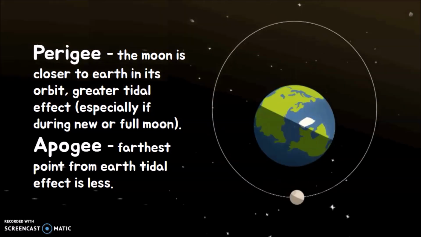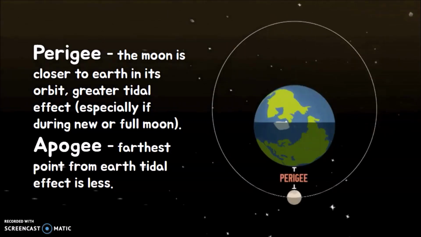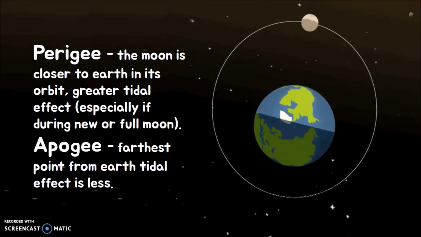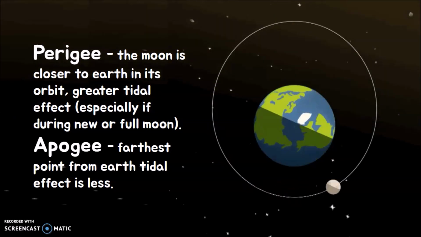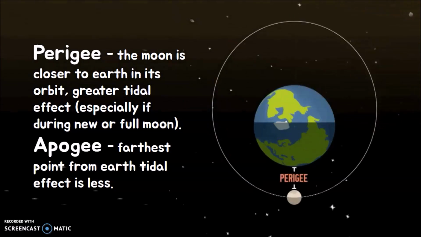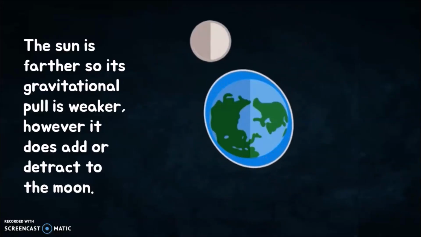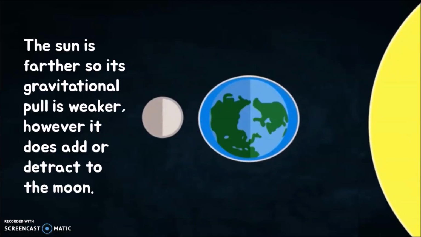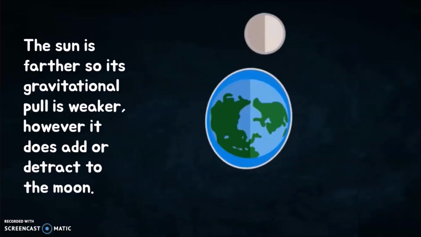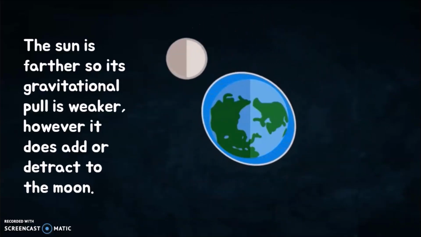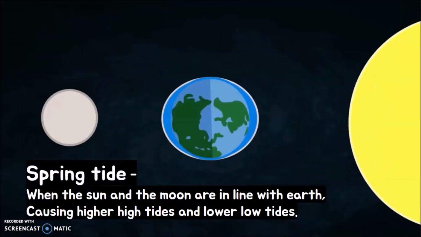Especially if the moon is new or full, it's going to pull more on the tide. When it's in the farthest point from the Earth in its orbit, the tidal effect is going to be less, and this is called apogee. The main thing that affects the tides is the moon's gravity, but the sun's gravitational pull has an effect on tides as well. However, it is weaker than the moon, and therefore it's either going to add or take away from the moon and not do anything on its own.